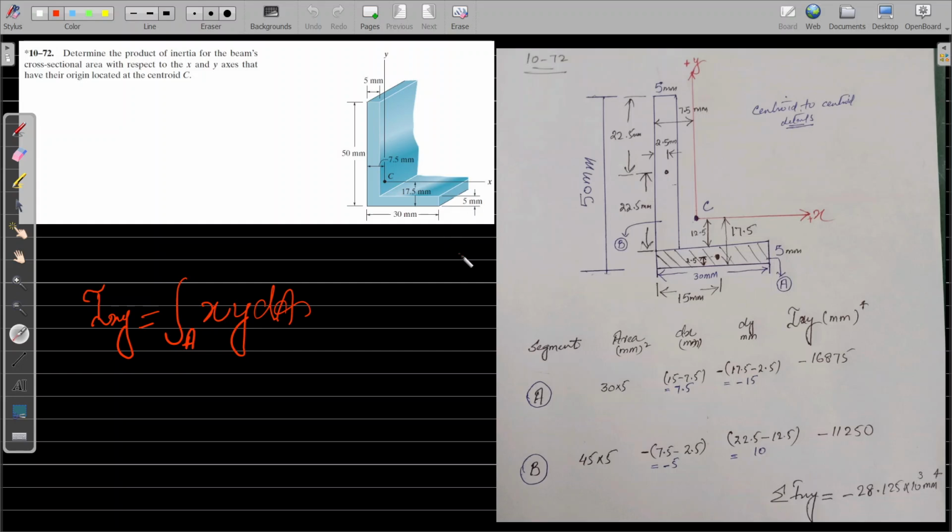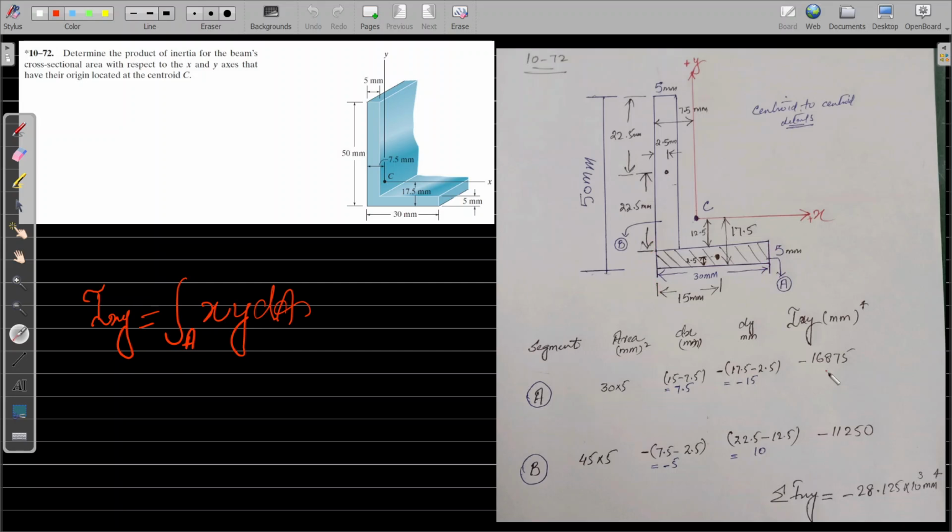I have made this major diagram, and I have shown you the centroid to centroid details for the section, which will make things easier for you. The dimensions of the L section beam are 30 millimeters and 50 millimeters. We have two segments, segment A and segment B. Looking at segment A first, which is this one, its area is 30 into 5.